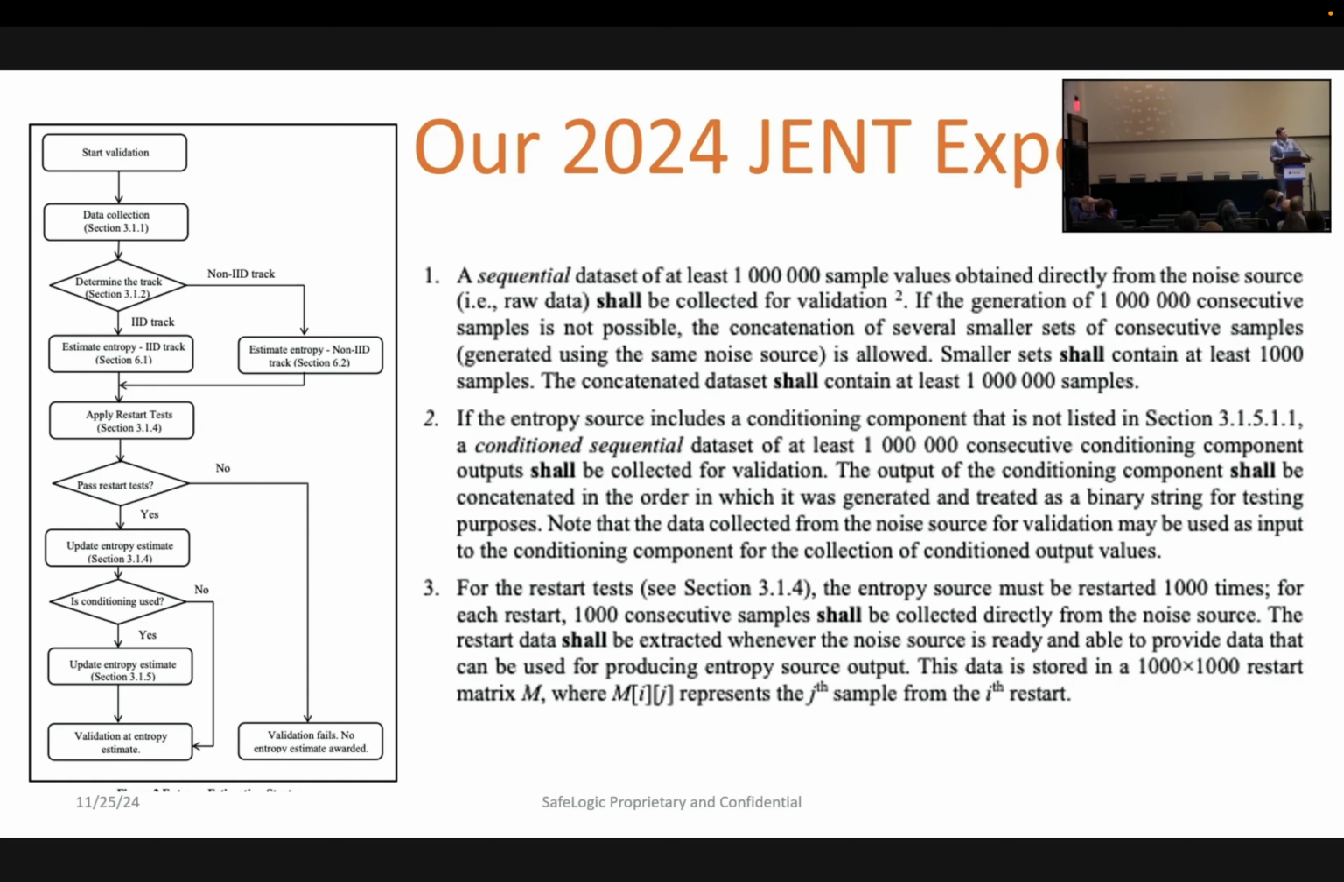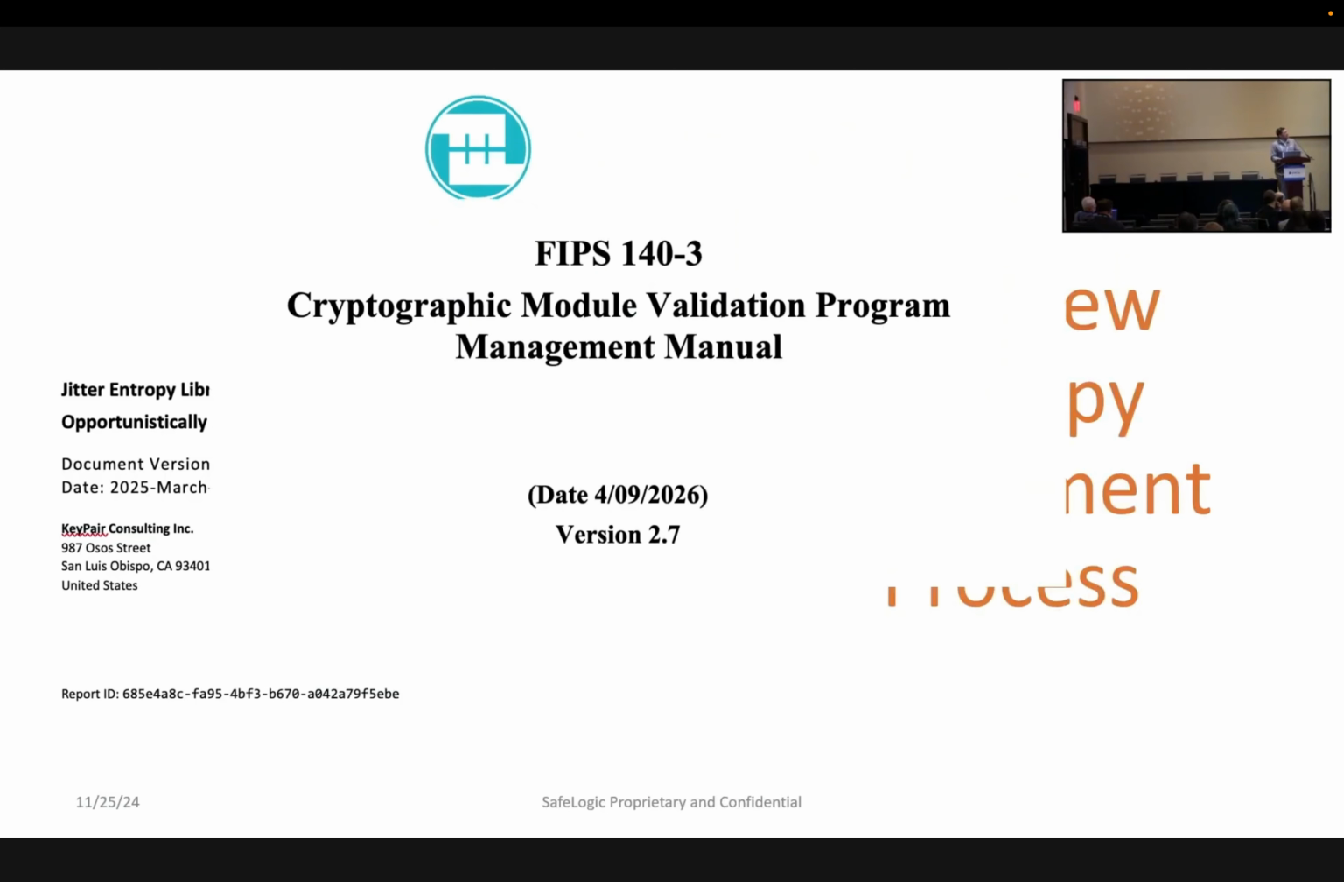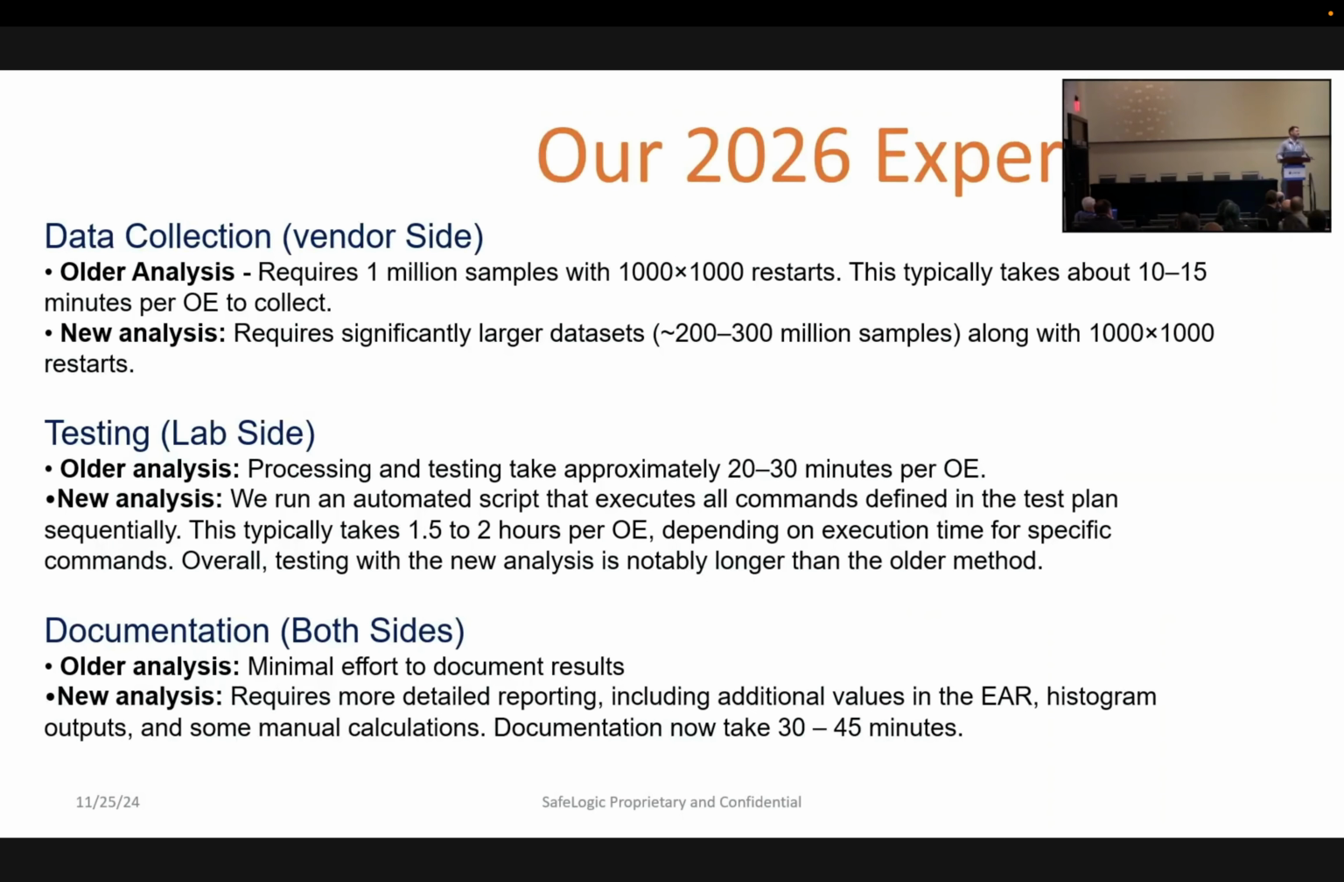We had to get a million samples of raw data, and then outside of the conditioning component, and then of course our restart tests. Then came along a new heuristic assessment procedure, and in the latest management manual, it's confirmed, and also the CMVP has confirmed for us, because we've asked several times, can you use the older heuristic assessment process for ESV updates or OE updates to your submission that came in 2024? And the answer is no, you need to use the current process.